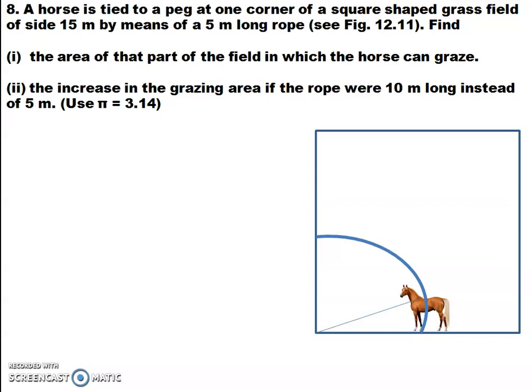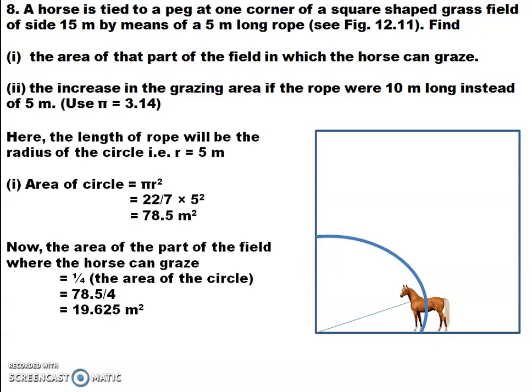Now the area of that part of the field in which the horse can graze. So which is the angle of the sector? This is the angle of the sector. What is that angle of a square? It is 90 degrees. So let us see how we are going to find it. The length of the rope will be the radius of the circle, that is r equals 5 meter.